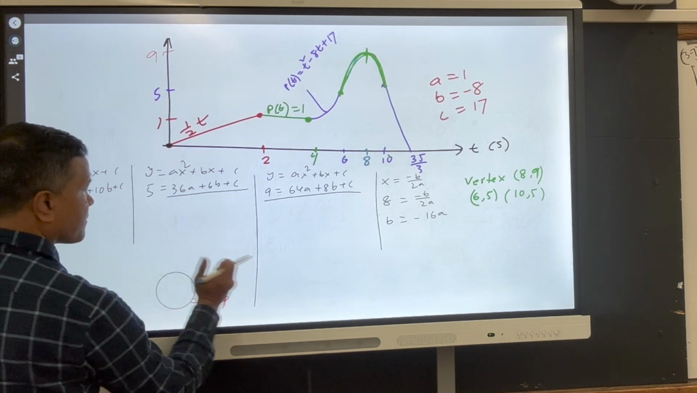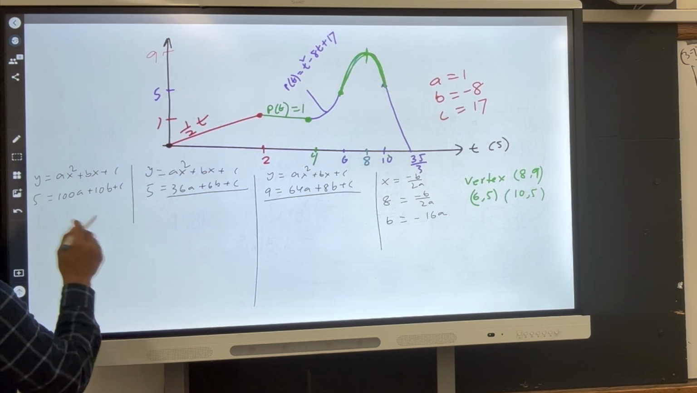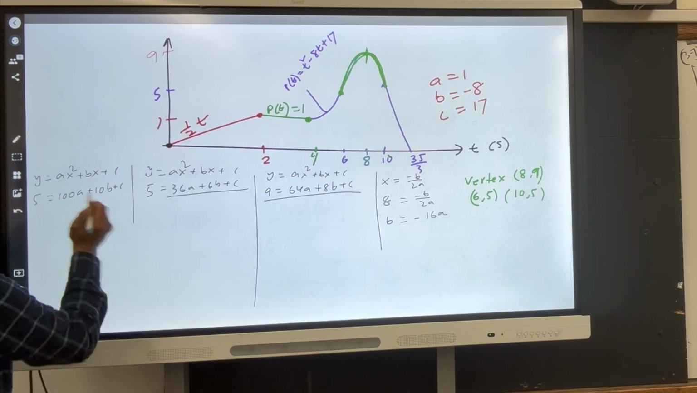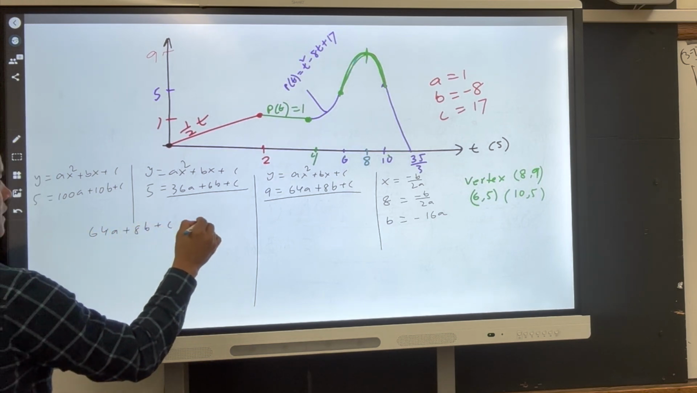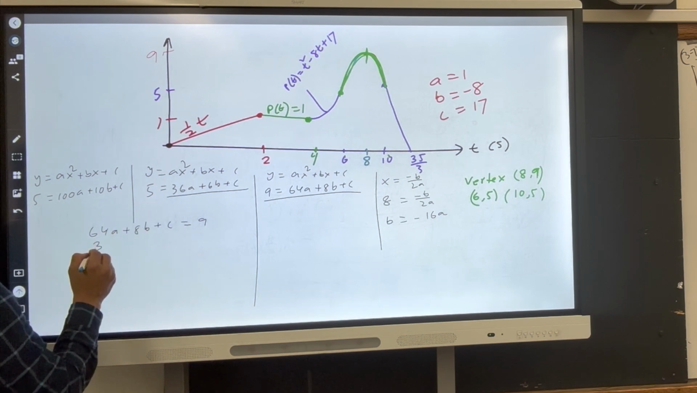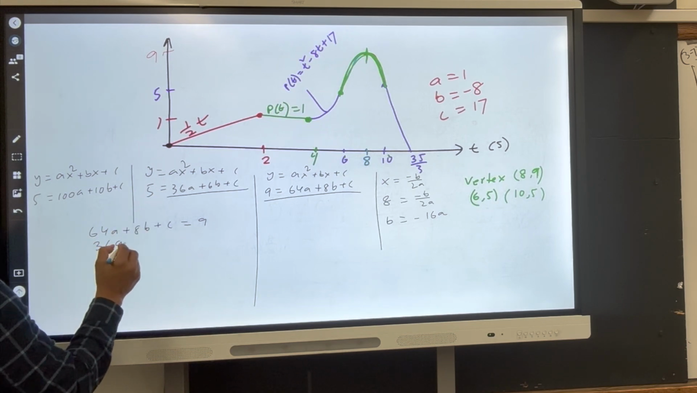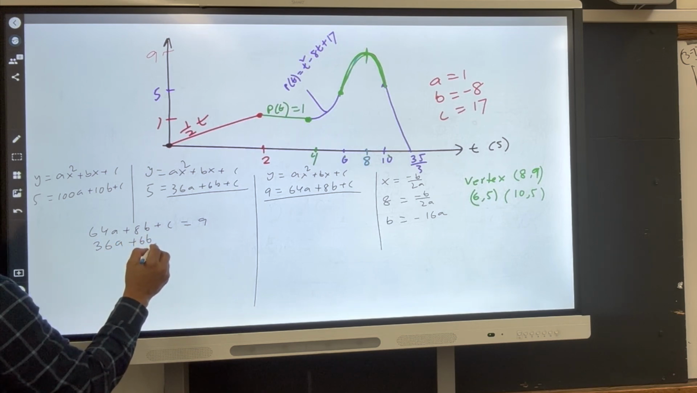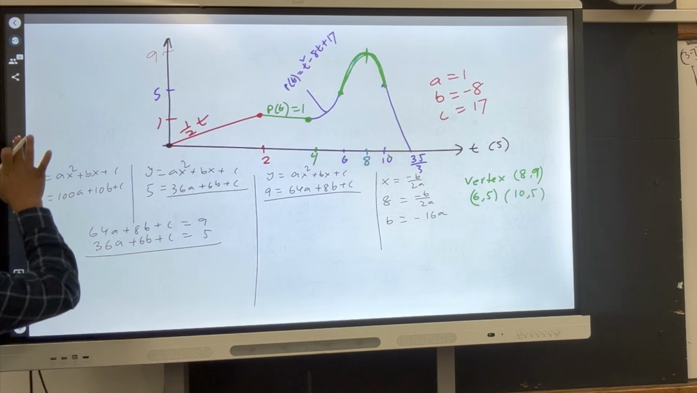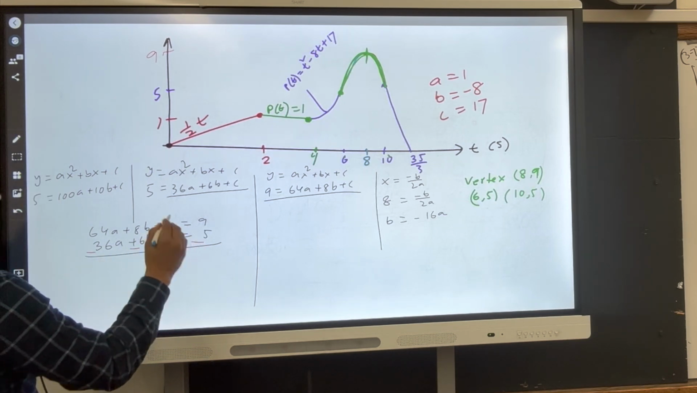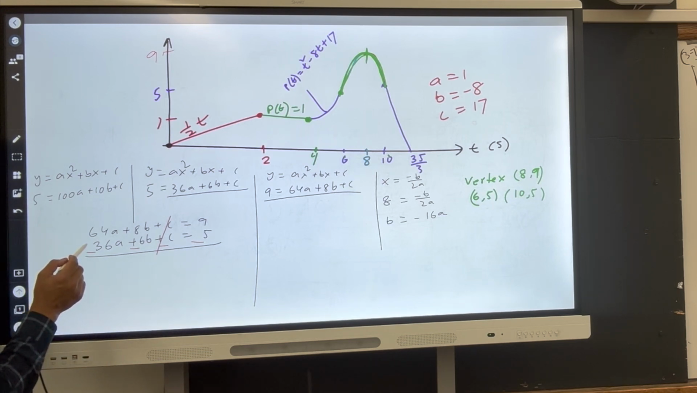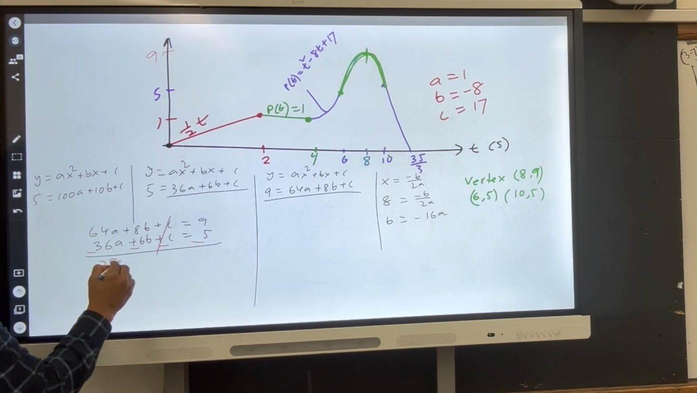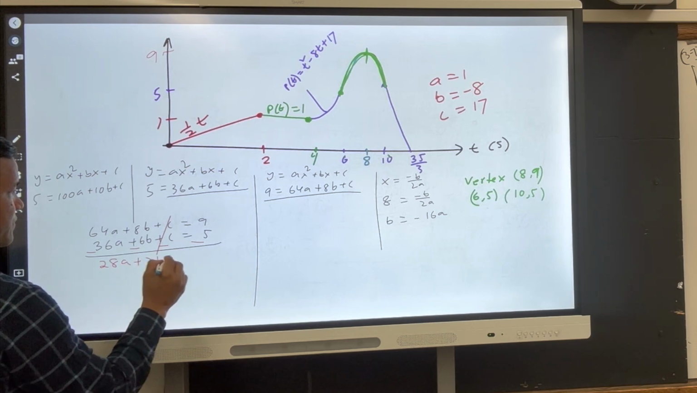Let me do this one. 64a plus 8b plus c is equal to 9, and then 36a plus 6b plus c is equal to 5, and we have negative sign, negative sign, negative sign, negative sign cancel, and then 64 minus 36 is 28a. This is plus 2b is equal to 4.